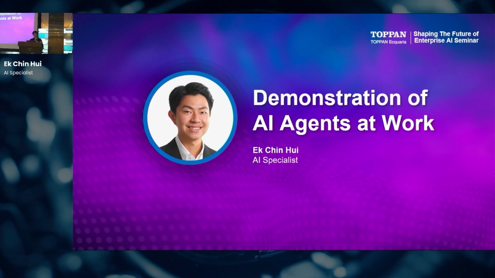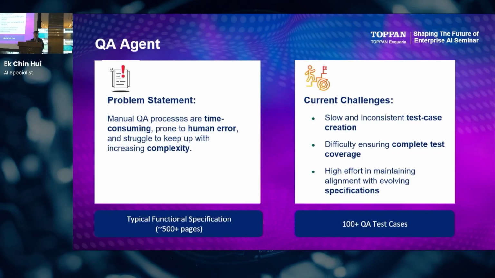Let me start by laying out the problem we're tackling. Manual QA processes are fundamentally flawed. They're time-consuming, vulnerable to human errors, and increasingly unable to keep pace with rising system complexity.